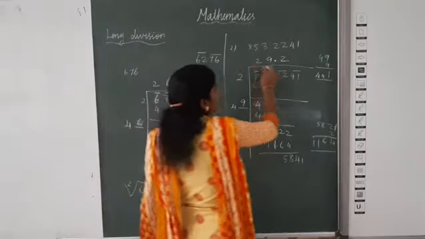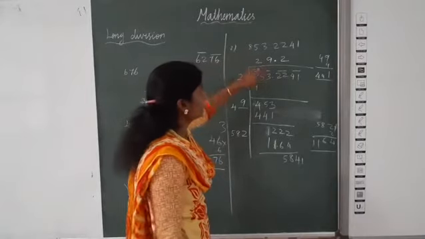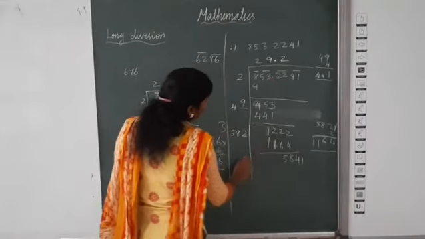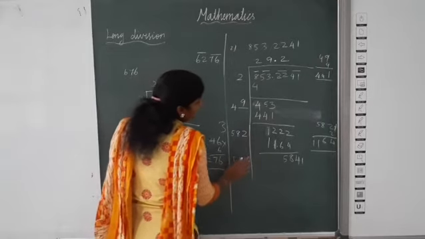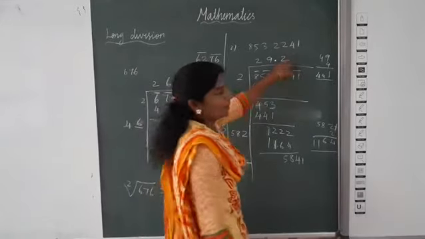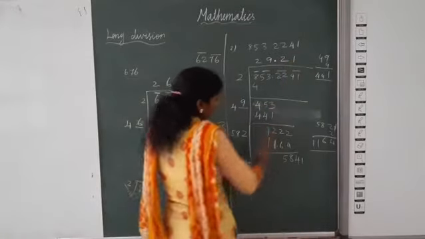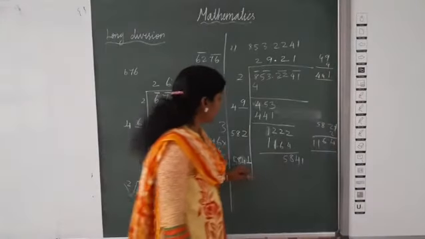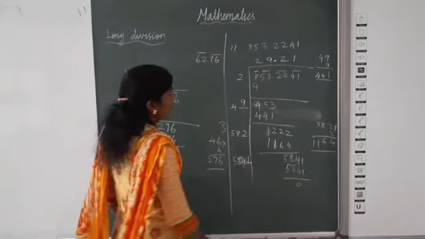5841. Now we can multiply by 2 in the quotient. 292 means 584, I think, isn't it? 2 2's are 4, 9 2's are 18, 1 balance, 2 2's are 4 plus 1, 5. 584. Now we can add one digit here and here. 584 by 1, multiply by 1 means here also 1. 5841 into 1, 5841.